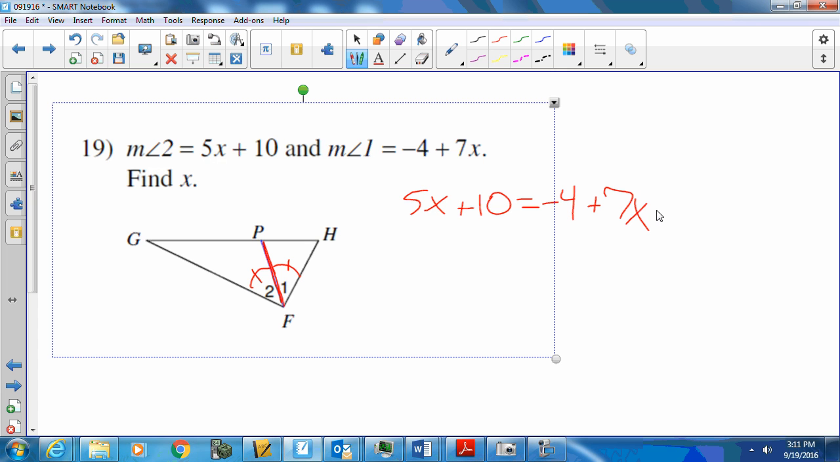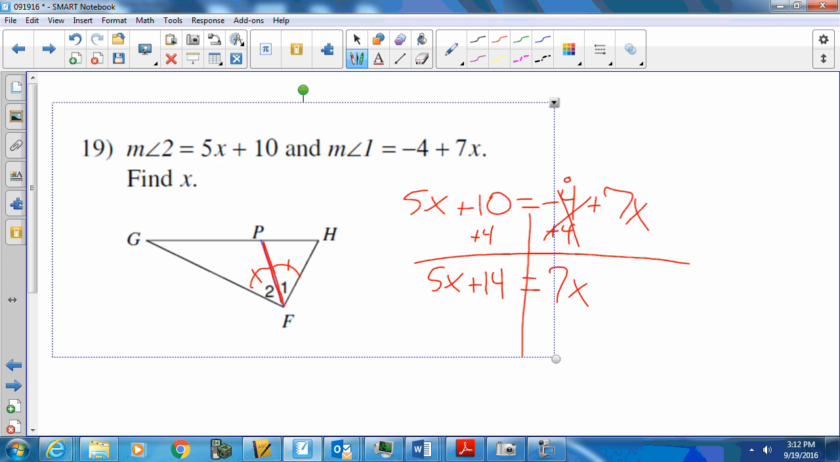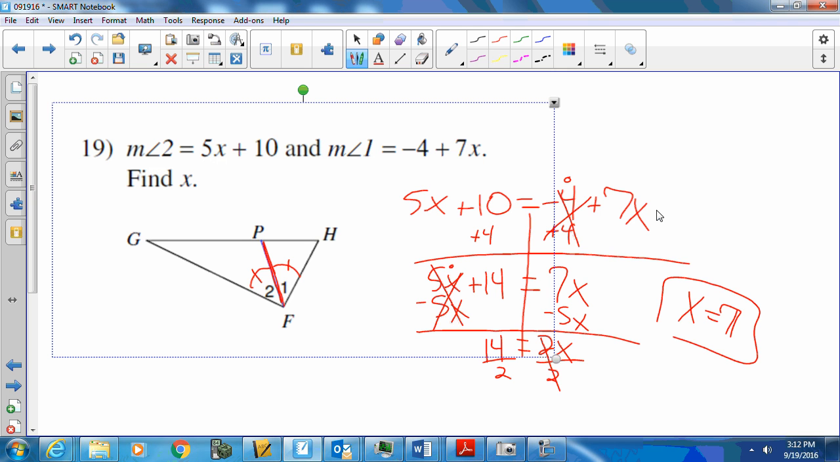All right, hopefully you tried that. Let's go ahead and I'm going to draw my line here. I don't always do that, but I did it here. So I'm going to add 4 here. I'm going to do it this way. And I have 5x plus 14 is equal to 7x. Then I want to subtract 5x, and I end up with 14 is equal to 2x. Then I'm going to divide by 2, and you get x is equal to 7. So for 19, our answer is 7.